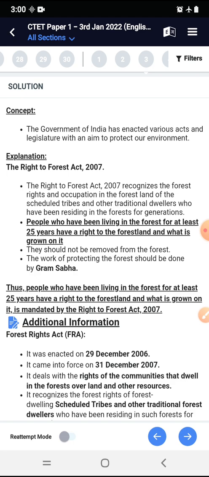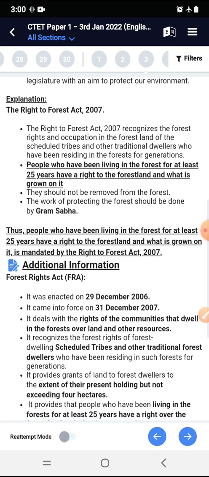People who have been living in the forest for at least 25 years have a right to the forest land and what is grown on it. They should not be removed from the forest. The work of protecting the forest should be done by Gram Sabha. Thus people who have been living in the forest for at least 25 years have a right to the forest land and what is grown on it, as mandated by the Forest Rights Act 2007.